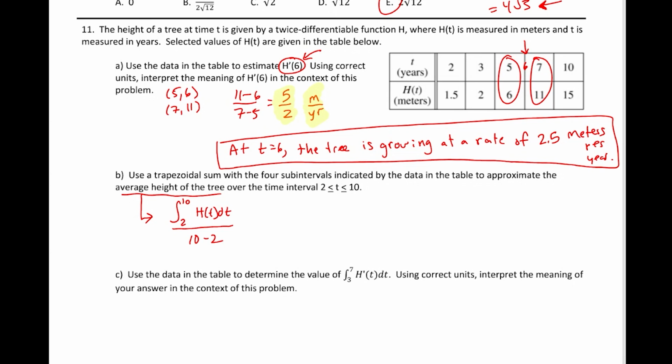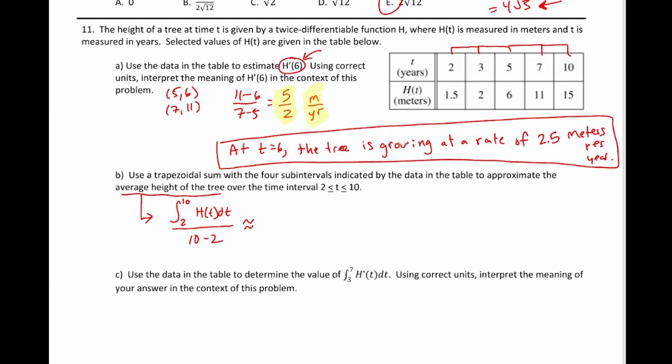Now, the whole trapezoidal sum, that piece of it, that's what we're going to use to estimate the value of that integral. You still need to divide it by 8 at the end, but we'll use that trapezoidal sum to approximate this value, since we don't actually know what h is. So with this trapezoidal sum, I'm thinking about these points, and we've got 4 intervals. So we've got one interval from 2 to 3, one from 3 to 5, one from 5 to 7, and one from 7 to 10.